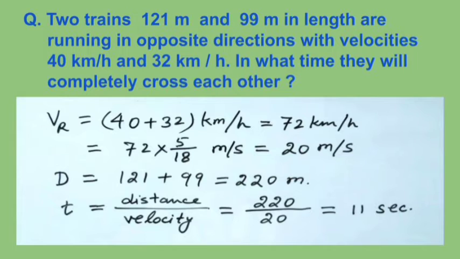Multiplying by 5 by 18, it comes out equal to 20 meter per second. Total distance to be covered D is equal to 121 plus 99 meter, which is equal to 220 meter. Therefore, time, which is equal to distance by velocity, is equal to 220 by 20, which is equal to 11 seconds.